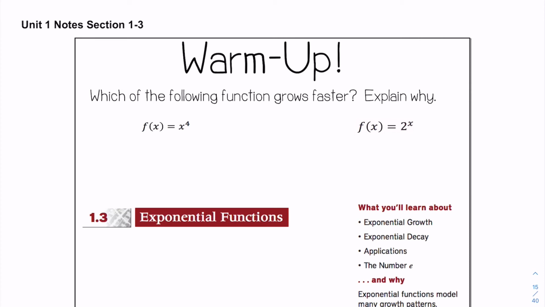Normally I would ask students in class to make a prediction on which one of these would grow faster. Some students would say that f of x equals x to the fourth would grow faster. Some students would say f of x equals 2 to the x would grow faster. And the final answer is that this one, f of x equals 2 to the x, grows faster.